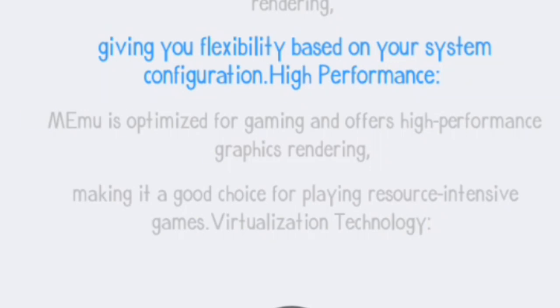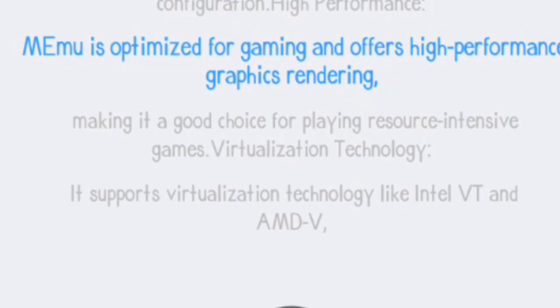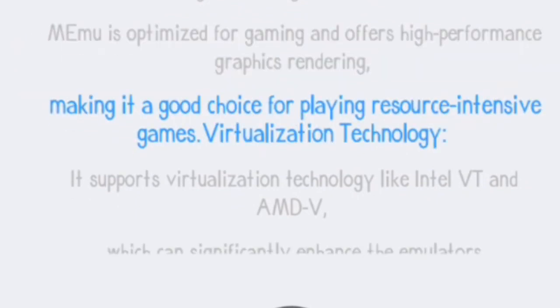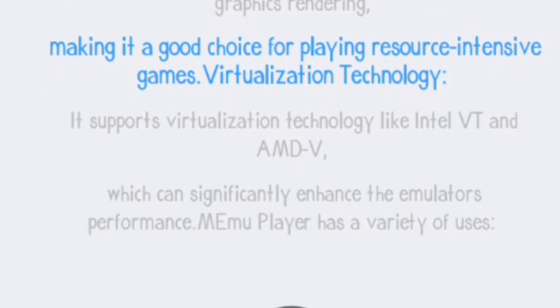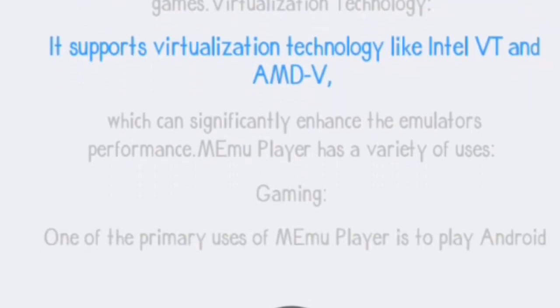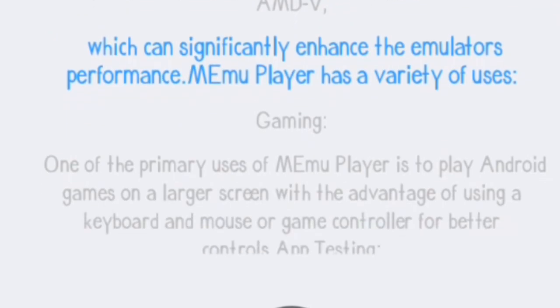High performance. MEmu is optimized for gaming and offers high-performance graphics rendering, making it a good choice for playing resource-intensive games. Virtualization technology. It supports virtualization technology like Intel VT and AMD-V, which can significantly enhance the emulator's performance.